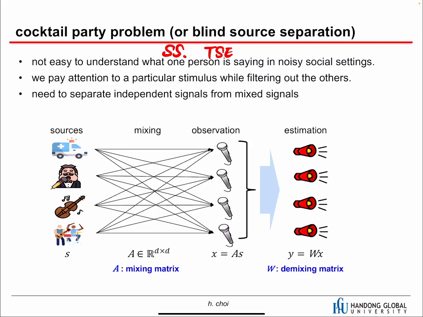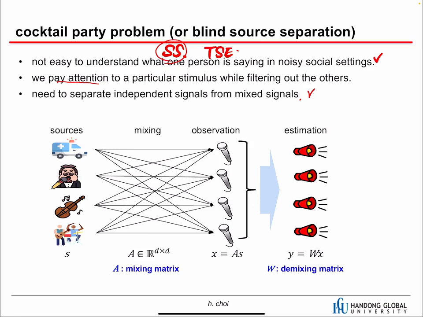Okay, so in this slide, I want to just talk about source separation. As I said, it's not easy to understand what one person is saying in noisy social settings, but we can do that, because we can pay attention to a particular stimulus, and then we can filter out the others. And we need to separate independent signals from mixed signals. So this is what we do in a cocktail party. This is a source separation problem, but as I said, it's similar to target source extraction.